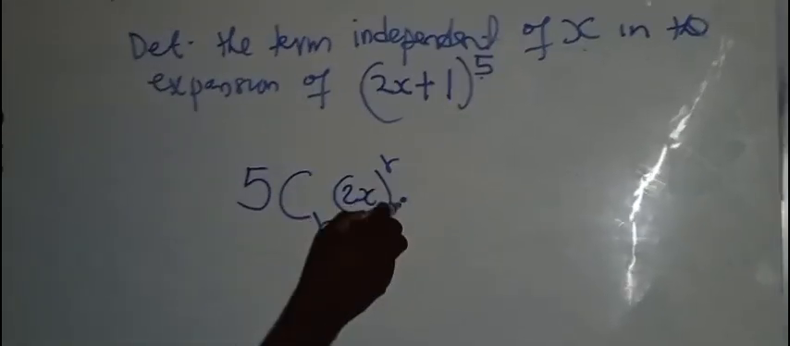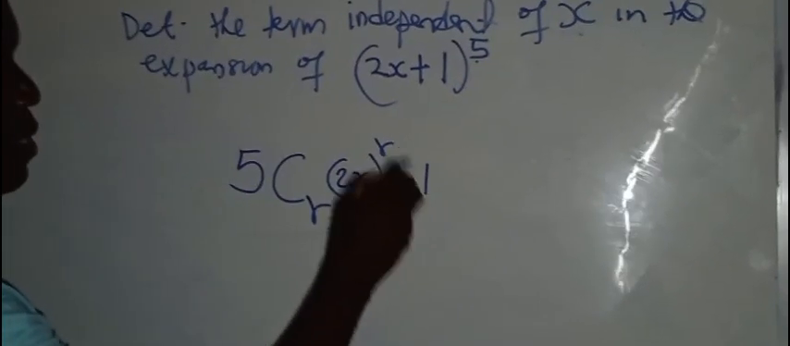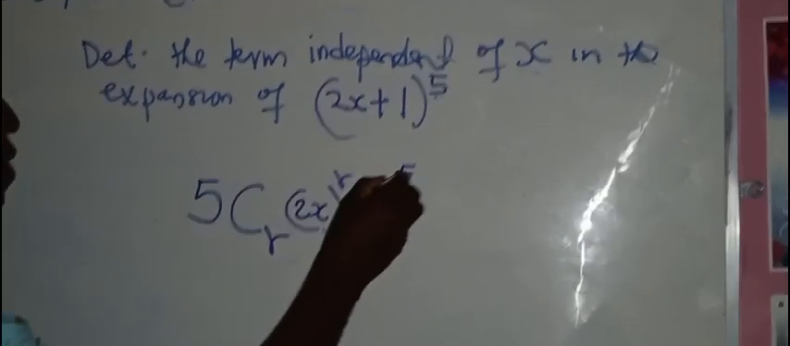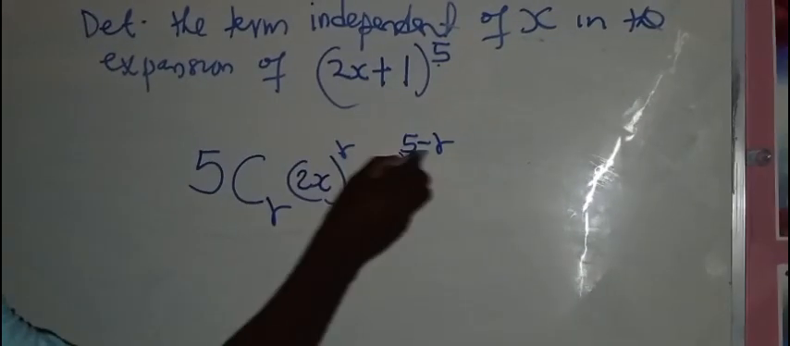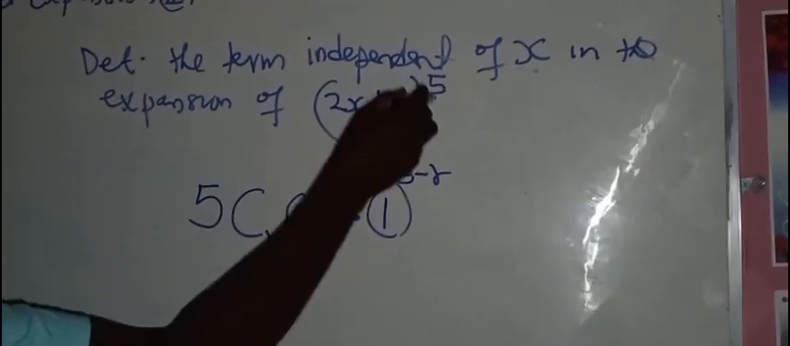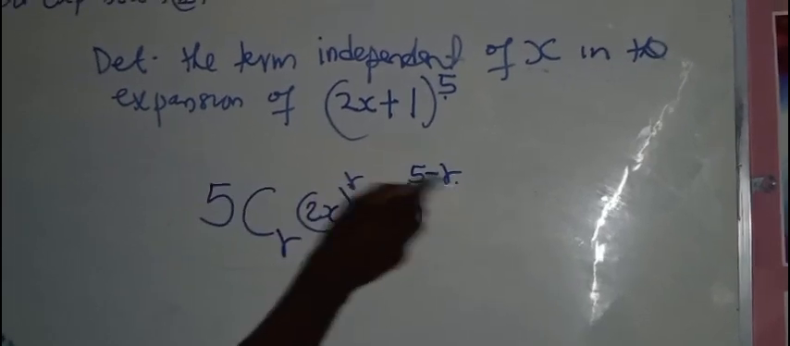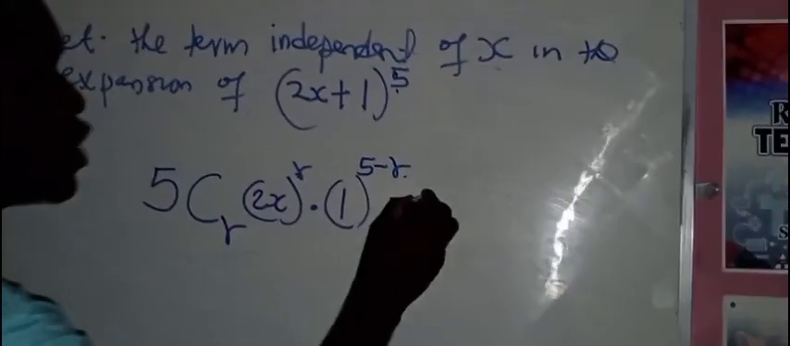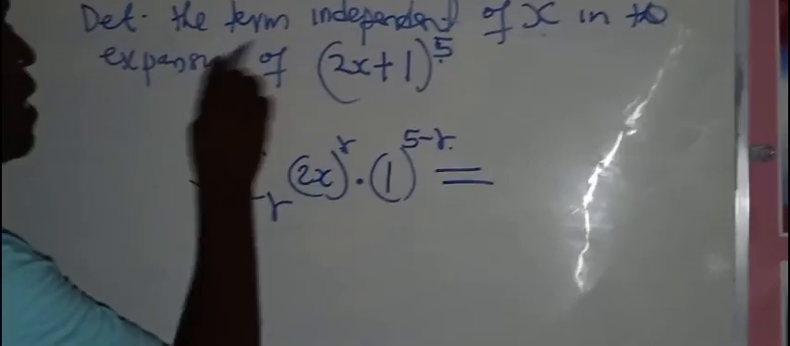The next one will be 1 raised to power. If this is r, this will be 5 minus r, because this plus this must be equal to 5. Highest is 5. So if this is r, this will be 5 minus r, because the highest must not exceed 5. Is that clear?